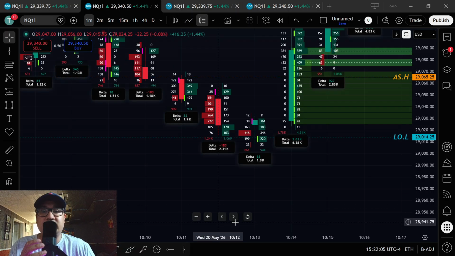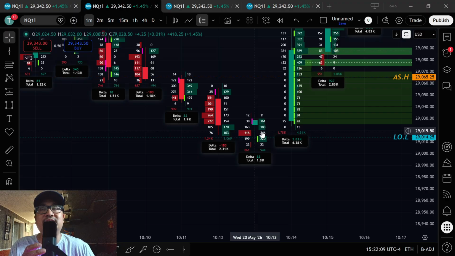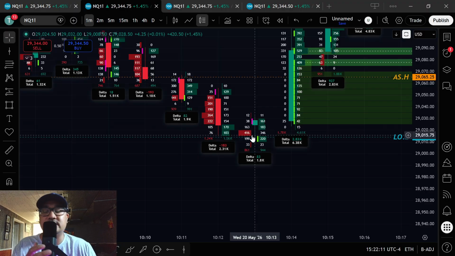The footprint charts actually show who's winning the battle inside the candles. It's showing the battle between buyers and sellers, the push and pull. And you can make a decision off that data.